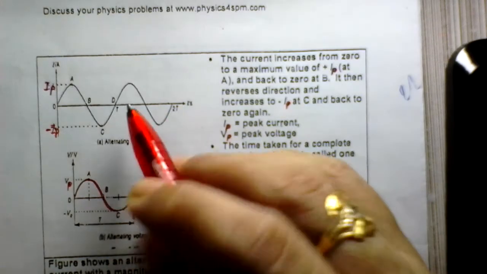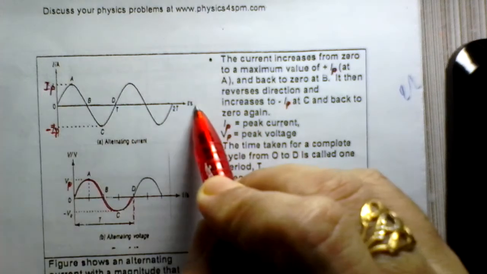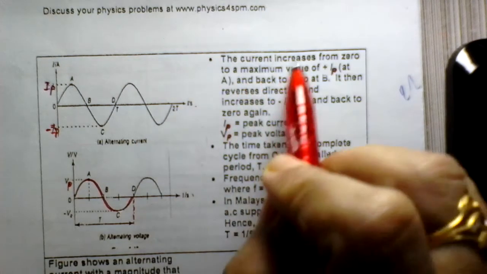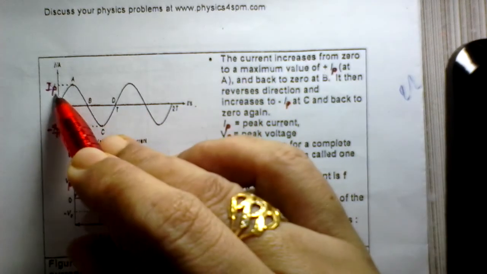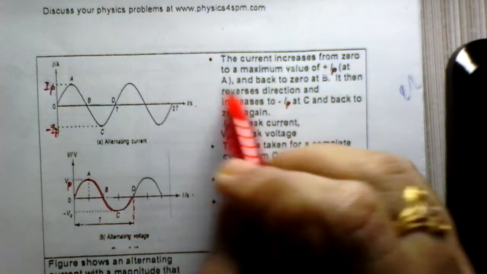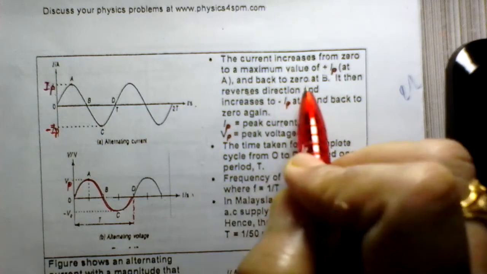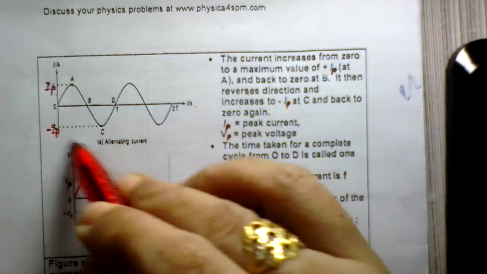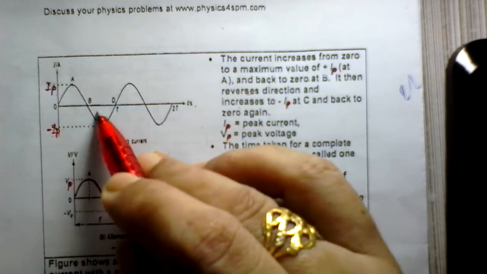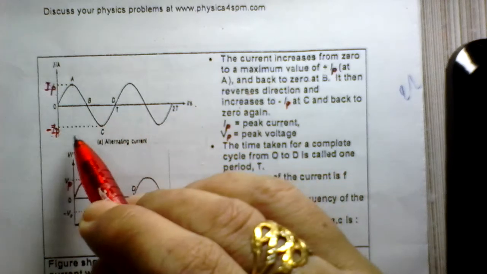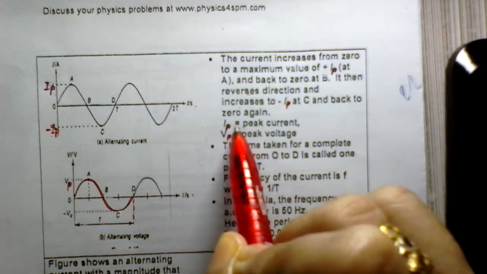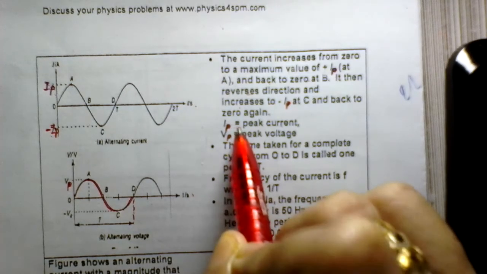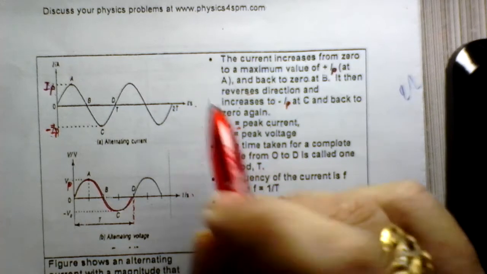Look at this one, the graph to represent the AC. So we have a graph I against T and V against T. The current increases from 0 to maximum value of positive IP at A, and back to 0 at B, and then reverses direction and increases to negative IP at C, and back to 0 again. So IP is defined as peak current. VP is peak voltage.